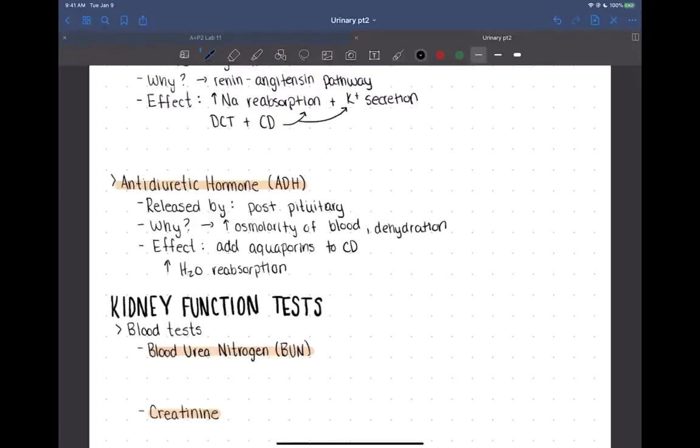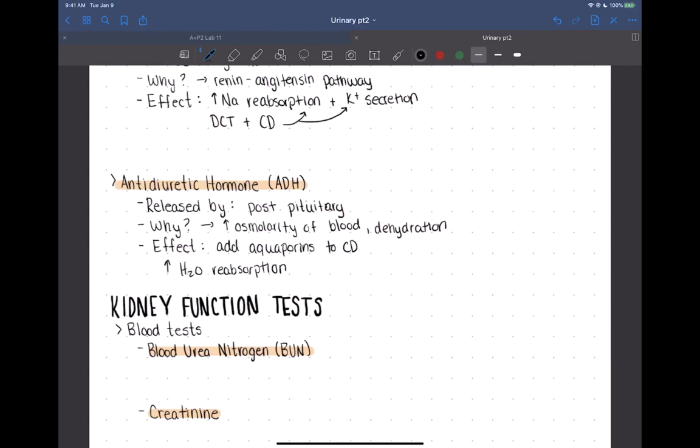All right, so those are our urinary hormones. Okay, so now we are going to go through just a few aspects briefly of different kidney function tests that can be performed in a clinical setting. And then we'll go through our last urinary structures. That should be pretty brief, okay?